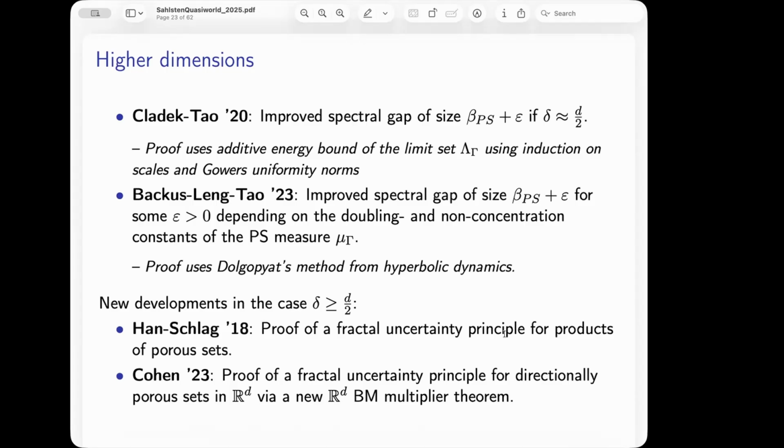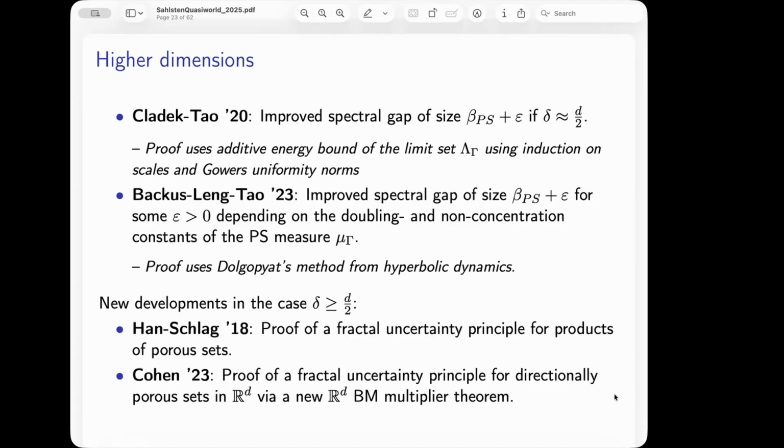So it's kind of progressive, but especially Cohen's work was important because the challenge is to generalize to high dimensions what uses the Bernoulli-Malevich multiplier theorem. When it's a product set, it was possible to use the projections in a suitable way to apply the one-dimensional ideas, but the truly high-dimensional case required really new input. So this is a big breakthrough by Cohen.